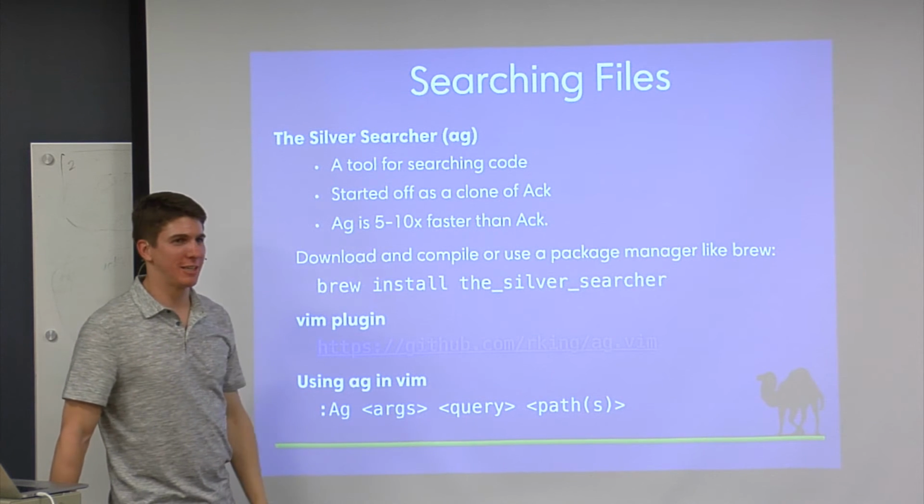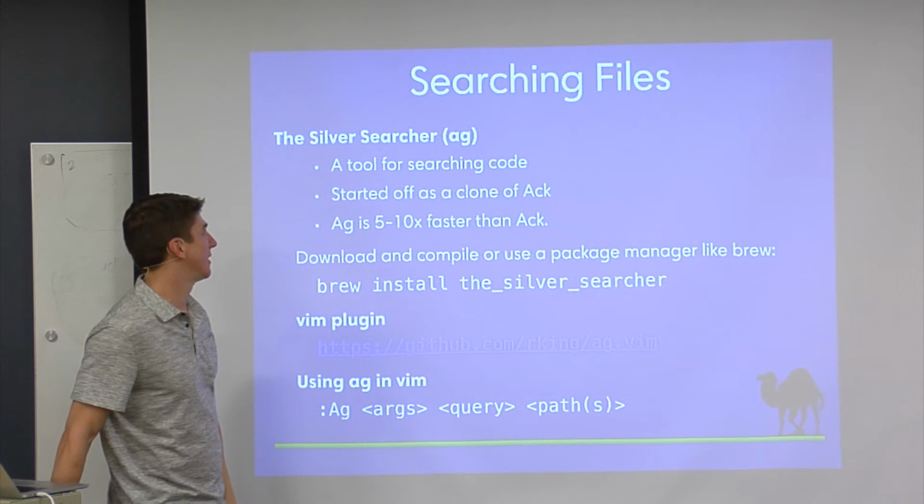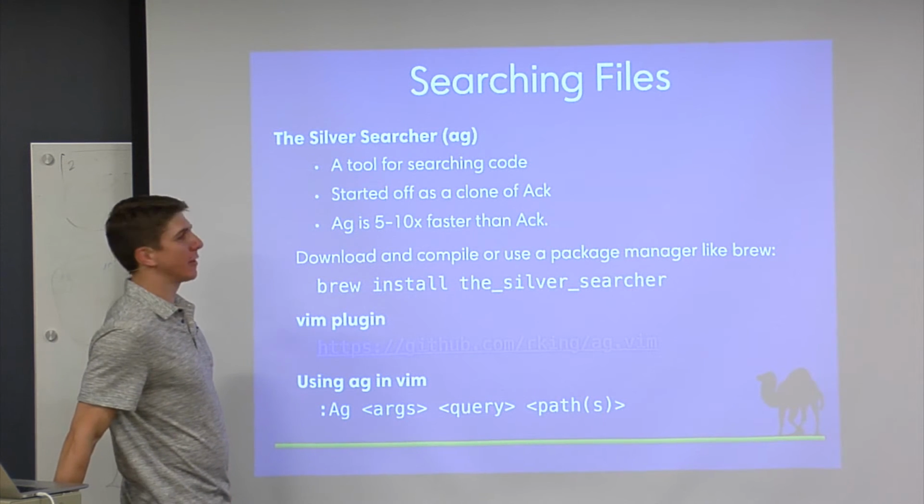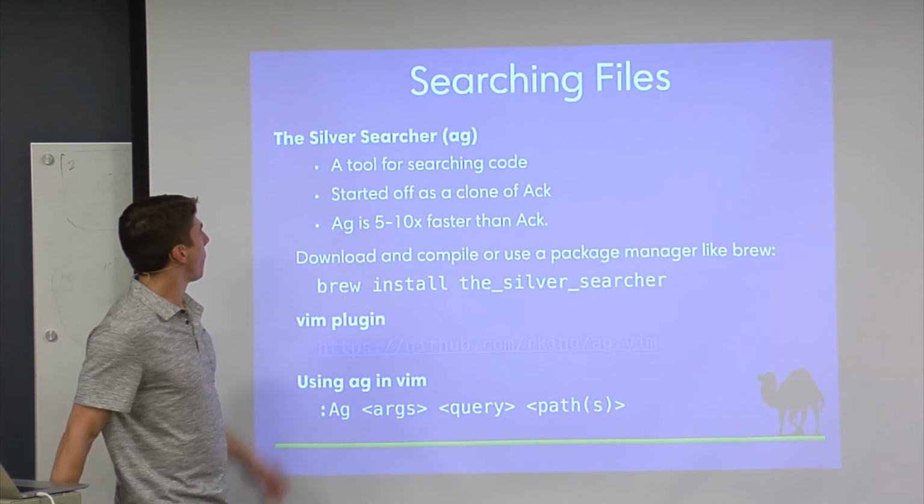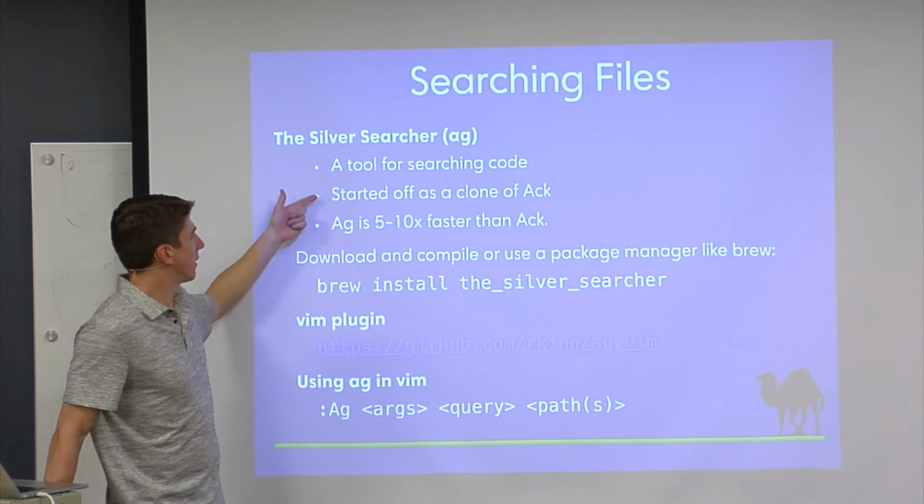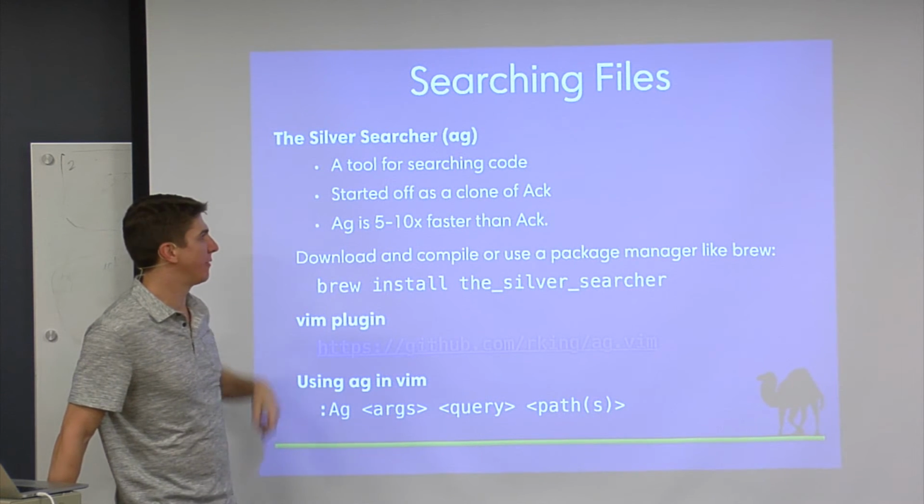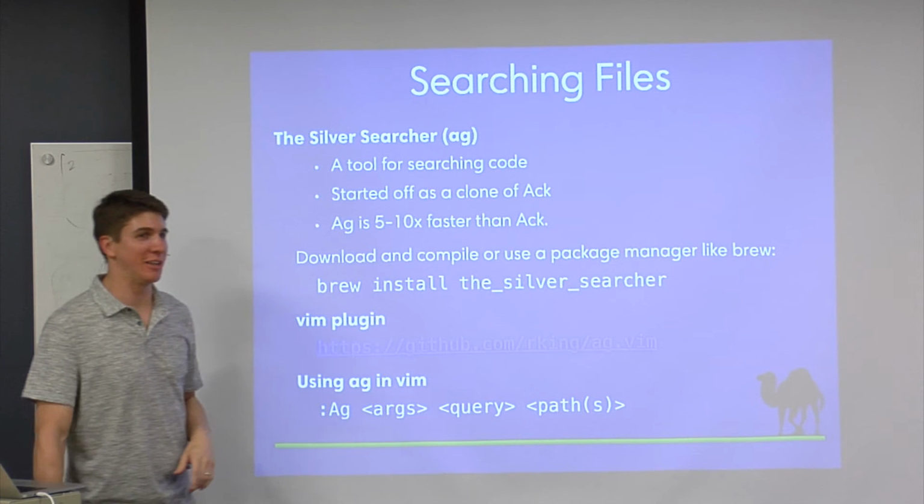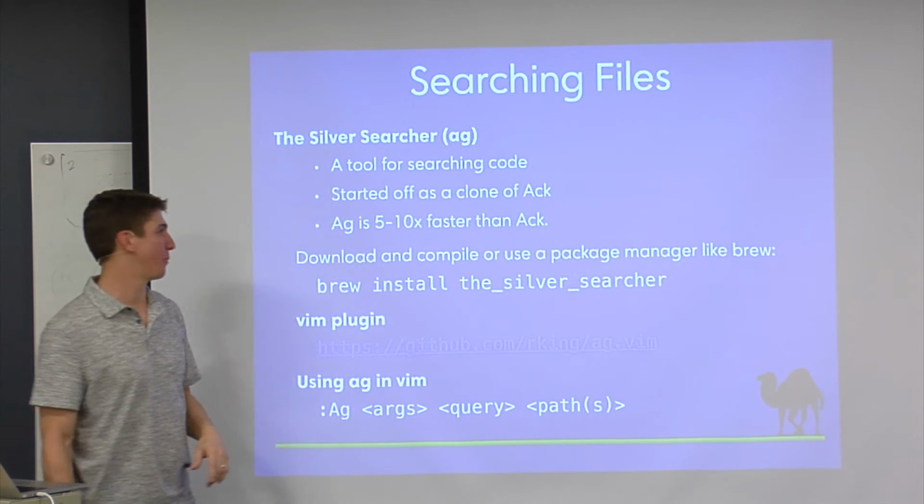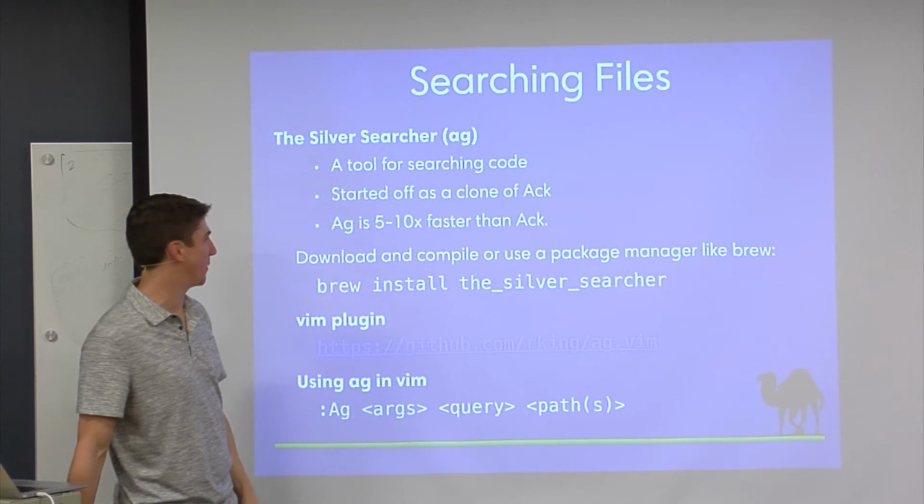Silver Searcher is written in C. It's blazing fast. It's pretty slick. It's fairly new too. I think it's only been around a year or so. It's a tool for searching code that started off as a clone of ACK, but it's 5 to 10 times faster than ACK. If you go to their website, they have all the proof to show it. They love to show off their performance.